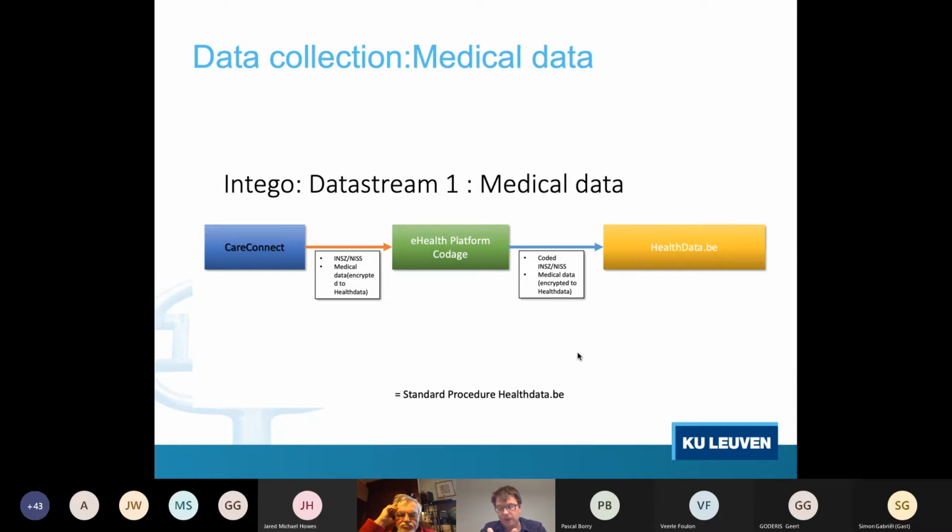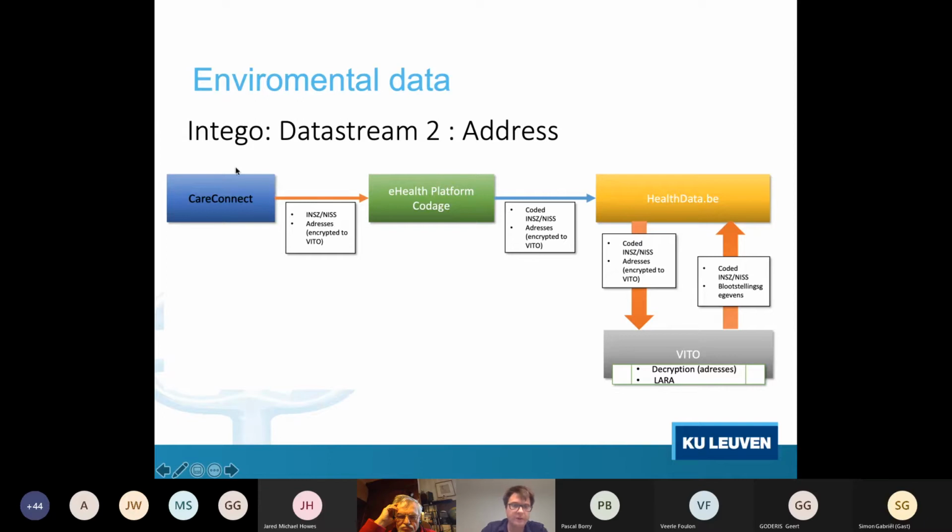But of course, as said before, to link this data to environmental data, we need another identifier. We need the address, but the address can never be in the same data set as the medical data, because the address is also an identifier. So we needed a second data stream that started at the same moment, where we transfer just the national security number, coded together with the address. The address is encrypted, so it can only be decrypted by VITO. The data is then sent over Healthdata to VITO. So VITO receives the coded national security number and the address.